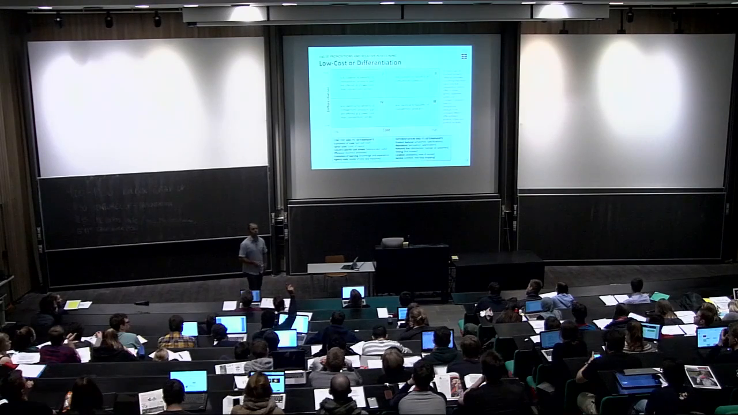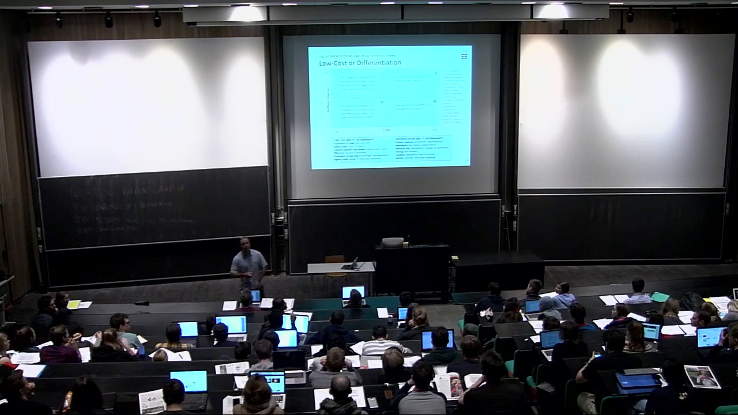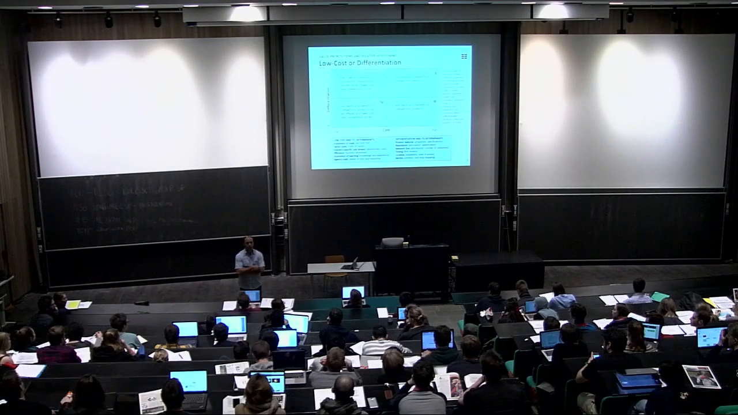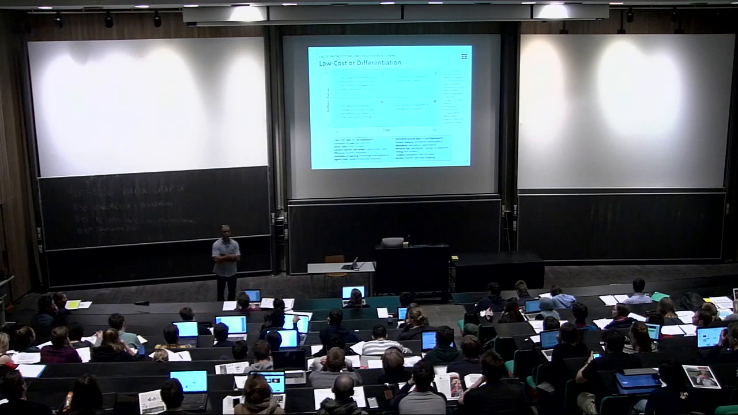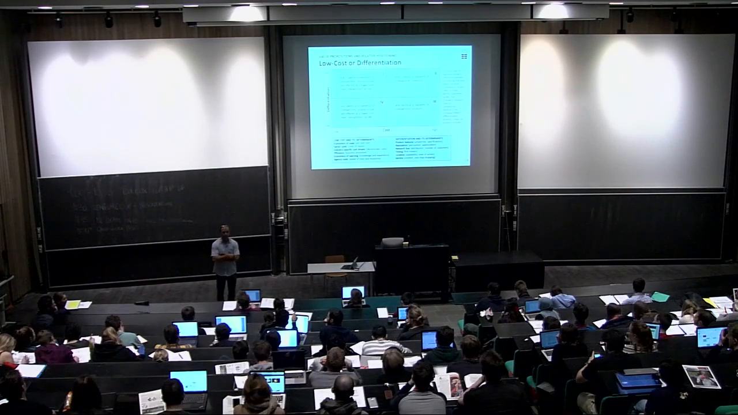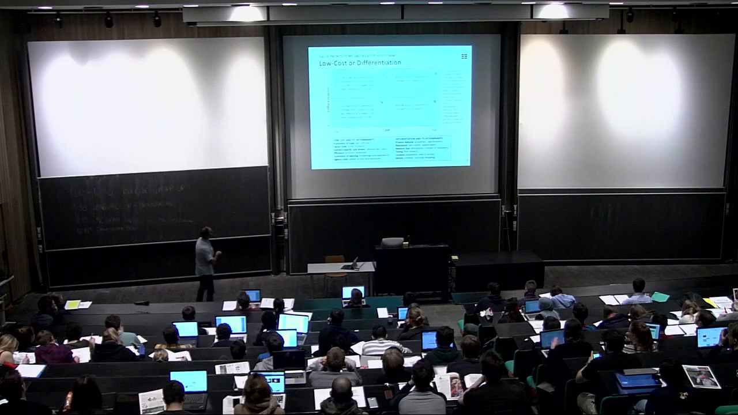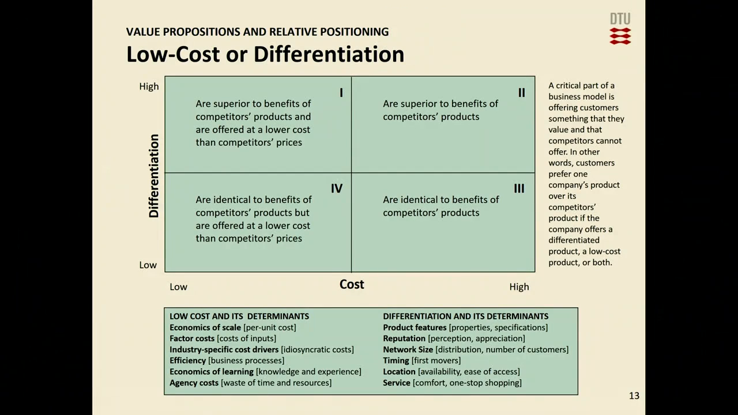When you say cost, is it for the customer or is it for the company? Price is the cost for the customer. Cost is the production cost. This is the production cost. Yes. That's why we have low cost determinants, which are economies of scale, for instance.